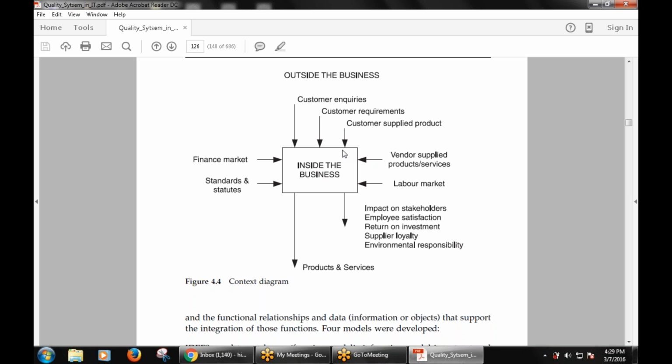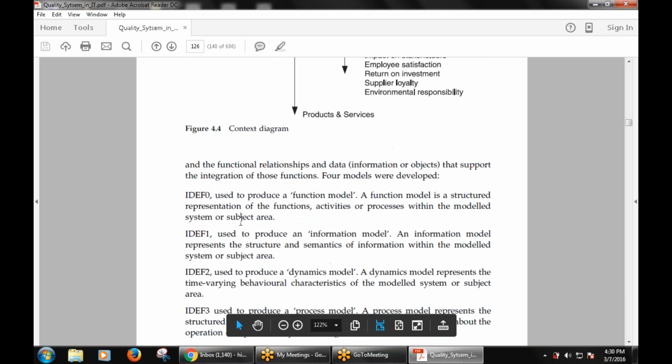Then supplier loyalty, that is the supplier's loyalty. Then there is environmental responsibility, that means how we are able to implement and how we are responsible for the environment. This is the context diagram, and these are the various models that are used for this.